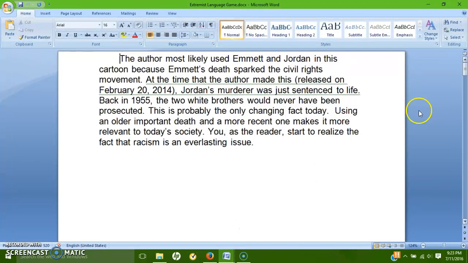All right, so what we're going to do here is I have some paragraphs taken from previous students' papers, and they're good examples of extremist language or moderate language. What that means is extremist language is absolutes.